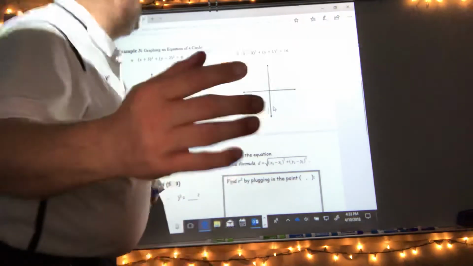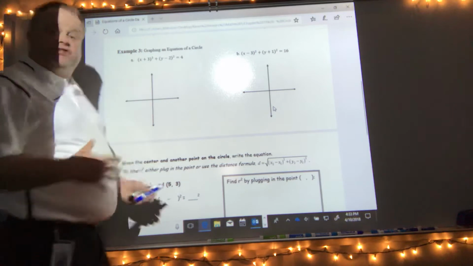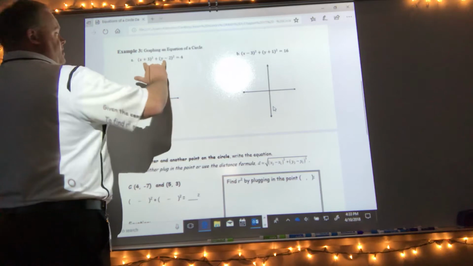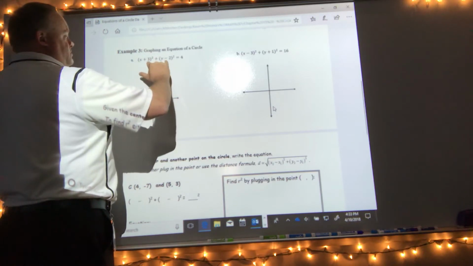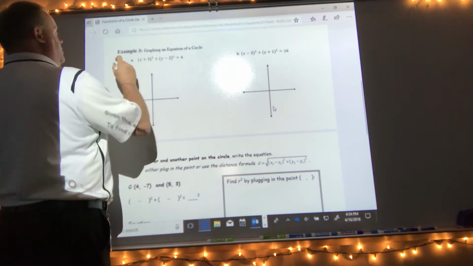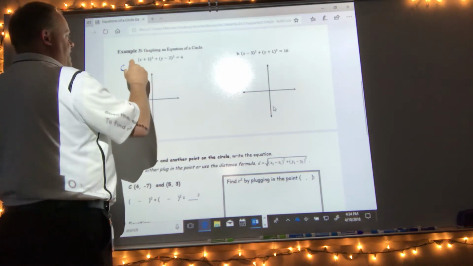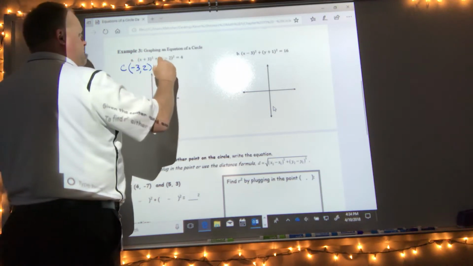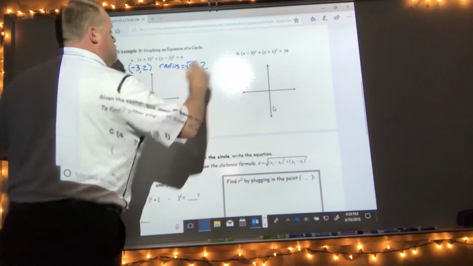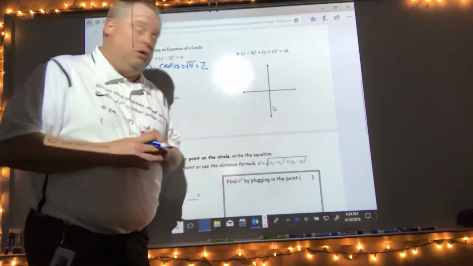All right, this one says graphing an equation of a circle. So they want us to graph it this time. Not too bad. When I look at the equation of the circle, I notice right away that my center, which I'll label C, is going to be at (−3, 2), and my radius is going to be the square root of 4, which is 2. Well, with that information, I can graph a circle.